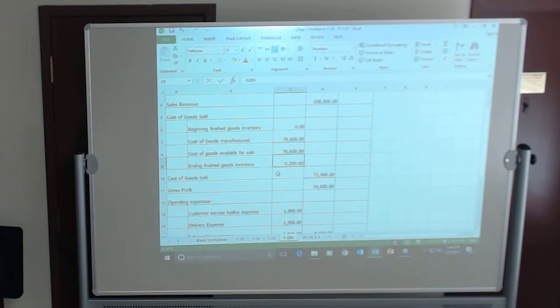So we take this cost of goods available minus the finished goods to get $73,400 for the total cost of goods sold. All right? So the gross profit is $108,000 minus $73,400 for a gross profit of $34,600. Got it?